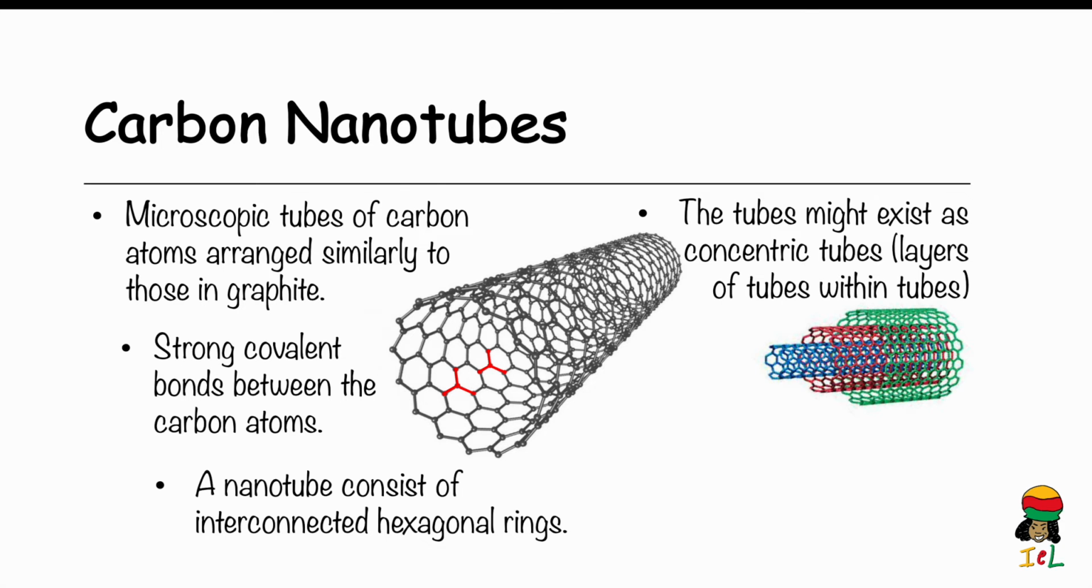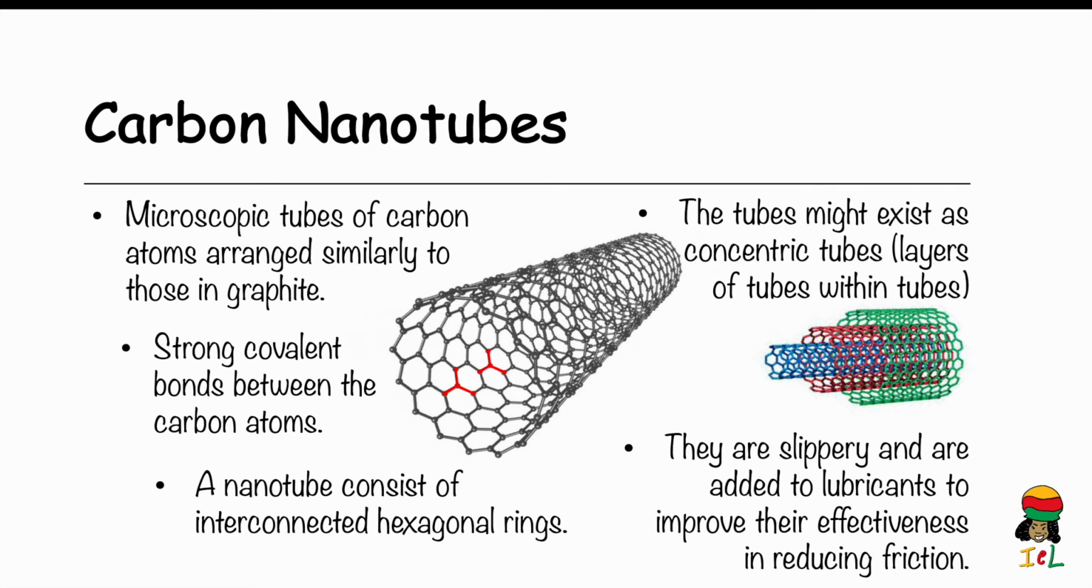Sometimes the nanotubes may appear as concentric tubes, that is, tubes stacked within tubes. This arrangement increases the strength of the structure. In the diagram, we use three colors to distinguish between the three concentric nanotubes. The outer tube is green, the first inner tube is red, and the innermost tube is blue. Just know that we used three colors only to provide a visual to differentiate between the three tubes that we are illustrating here as concentric tubes.